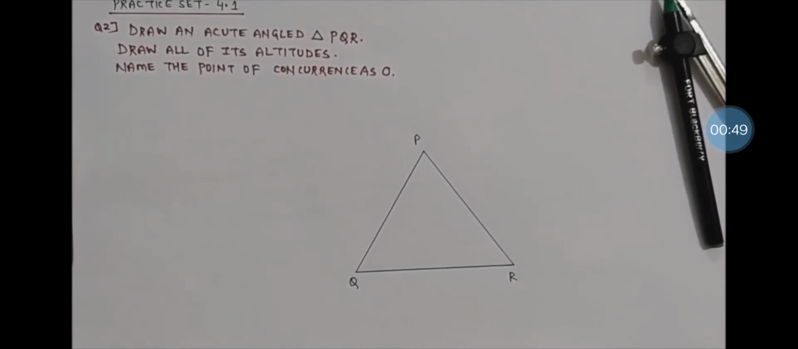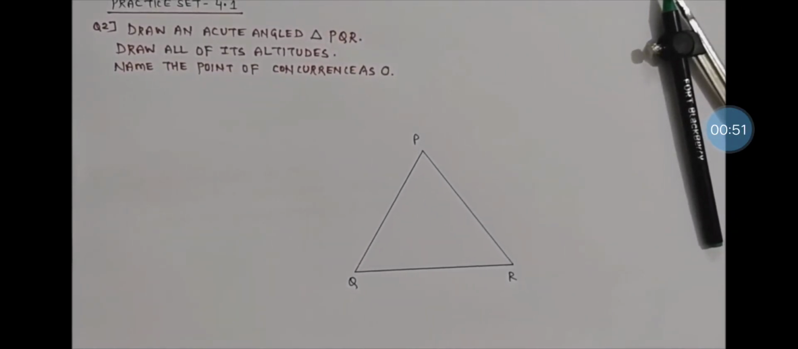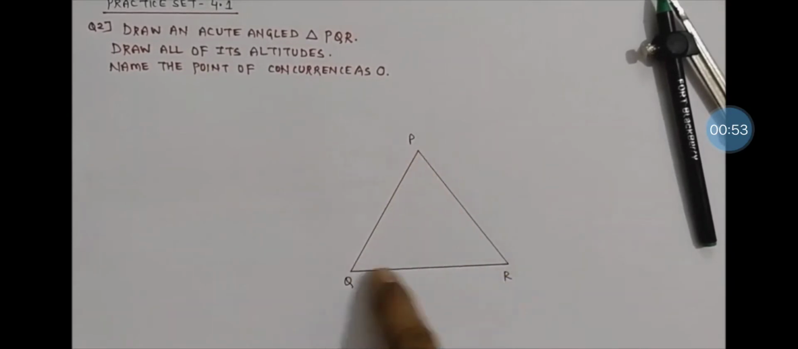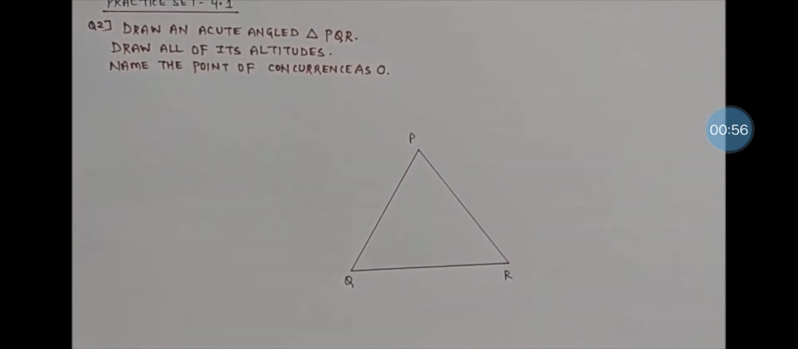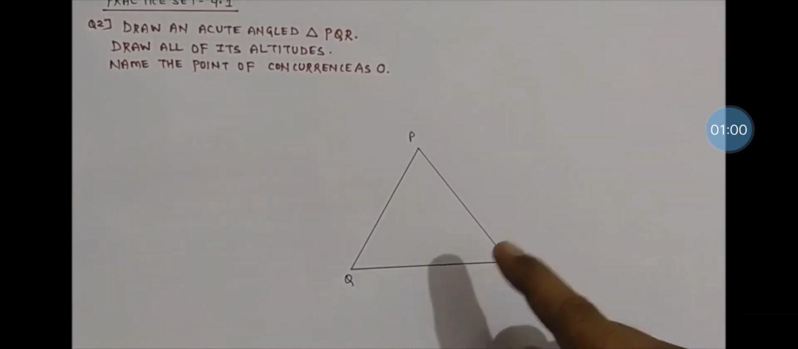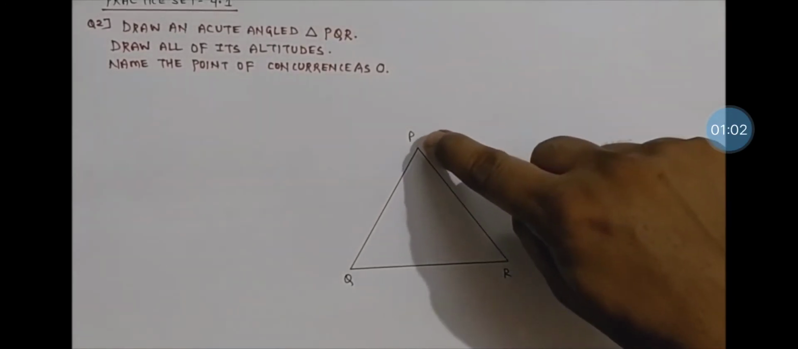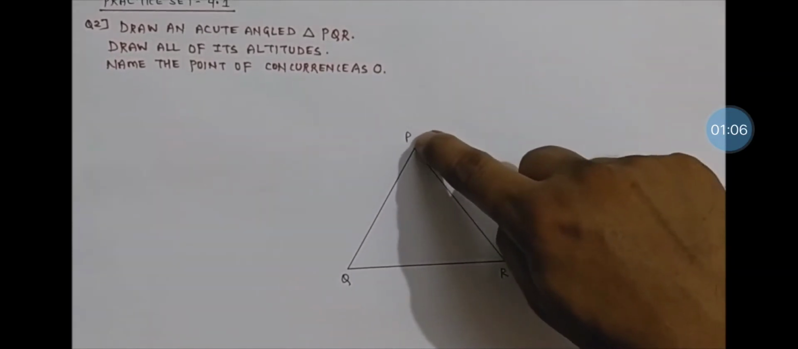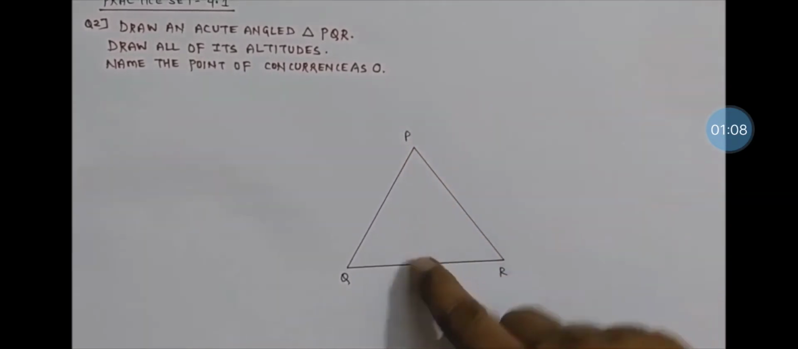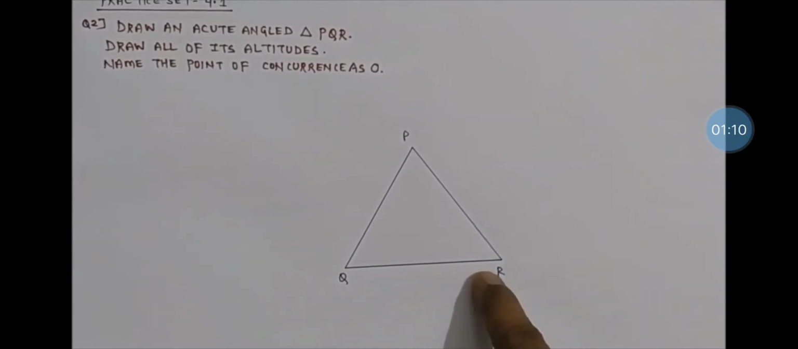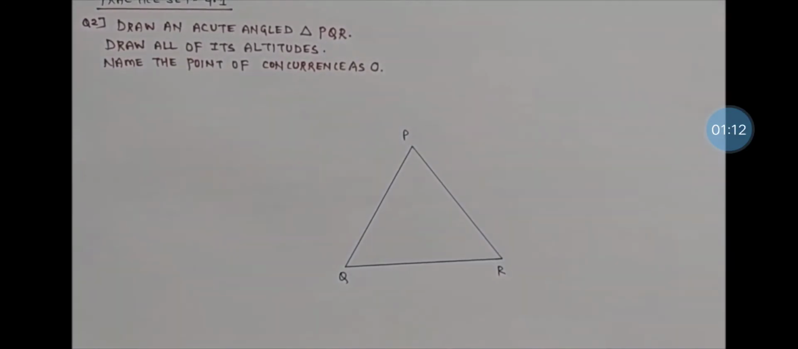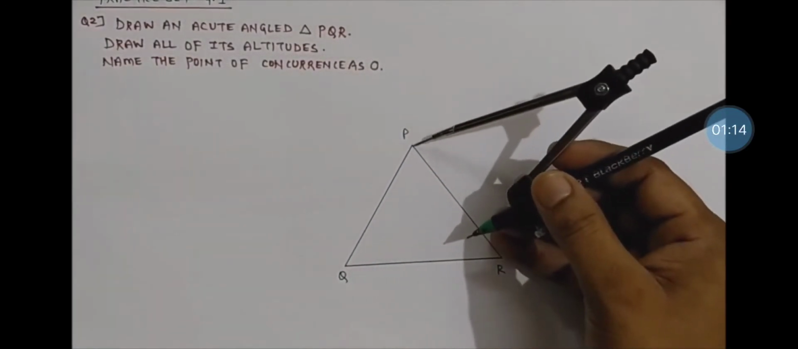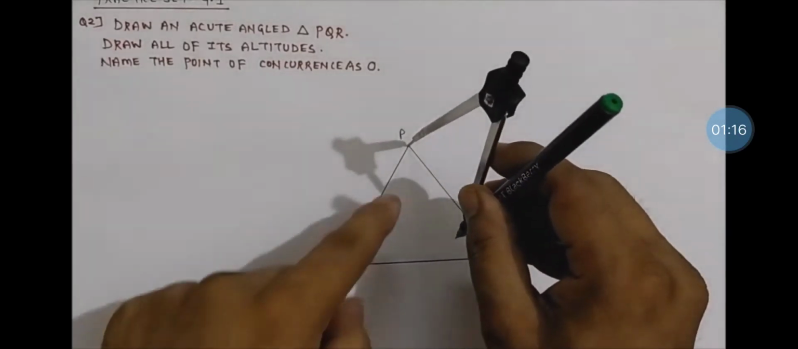Now we have to draw altitudes. Altitudes means we have to draw perpendiculars from each vertex to the opposite side of the triangle. If we have to draw the altitude of vertex P, on which line will we draw it? It will come opposite to the vertex, that is side QR. On side QR it will be there.